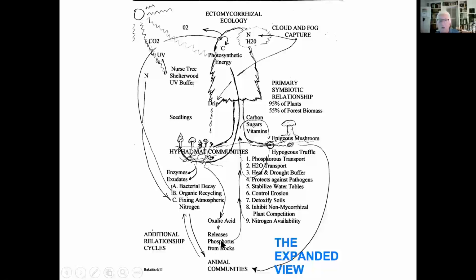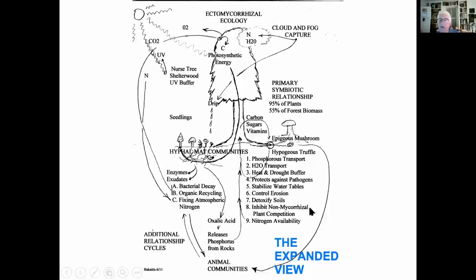So what you've got here is this goes on and will start to feed animal communities. Oxalic acid produced by the fungi will release phosphorus from rocks. And so you get the phosphorus coming back up here. You get water coming back up here. You get heat and drought protection and pathogen protection. And larger, this whole system stabilizes the water tables. It controls erosion. It detoxifies soils.